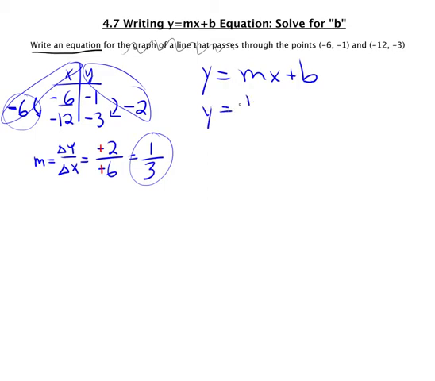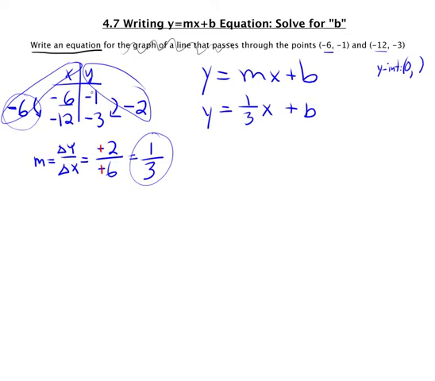y equals 1/3 x plus, and then remember, b is the y-intercept. So that y-intercept is when, here's what I'm thinking in my head, when x is 0. So I notice that this one's not the y-intercept, and this one is not the y-intercept. So it cannot be -1 or -3. That's the most common mistake, is to use those numbers. So I need to calculate. I need to solve for b. So I need to find an x and a y so I can get b by itself.